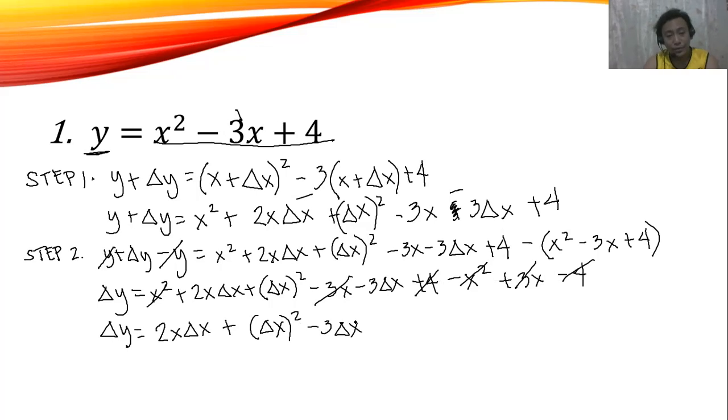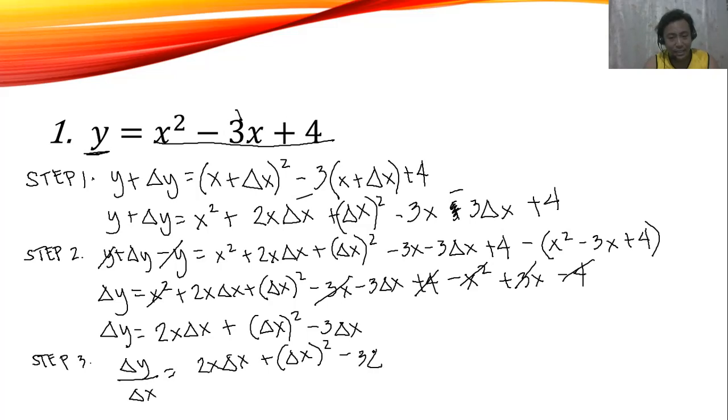So ito na yung step 2 natin. So for step 3, we are going to divide both sides by delta x. Step 3, so we have delta y over delta x is equal to 2x delta x plus delta x squared minus 3 delta x all over delta x. So how are we going to divide this? Itong nasa right side of the equation.